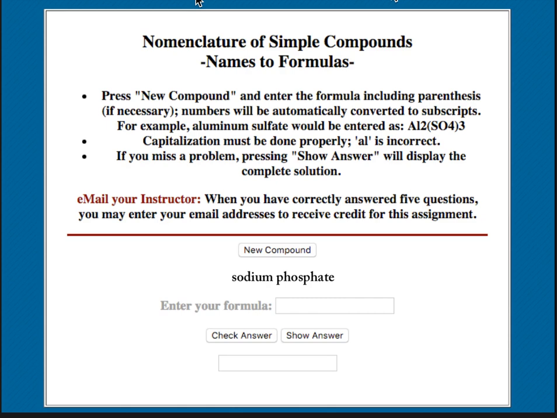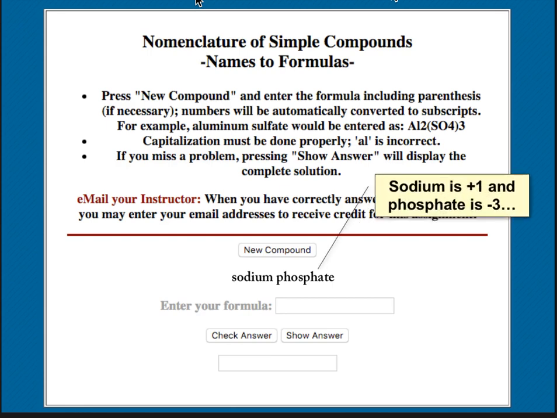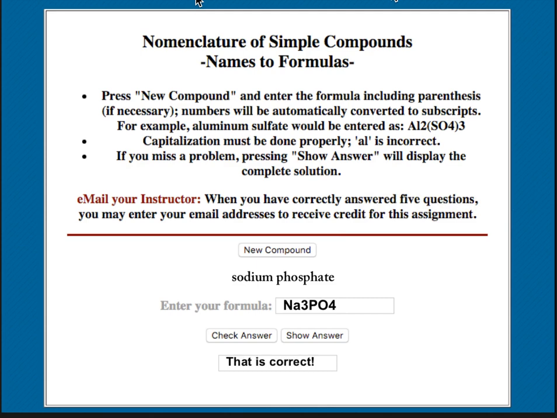We remember from our polyatomics that phosphate is a -3. Sodium, of course, is a +1. So since phosphate is a -3, we're going to need 3 sodiums to neutralize it. How do we write this? Na3PO4.